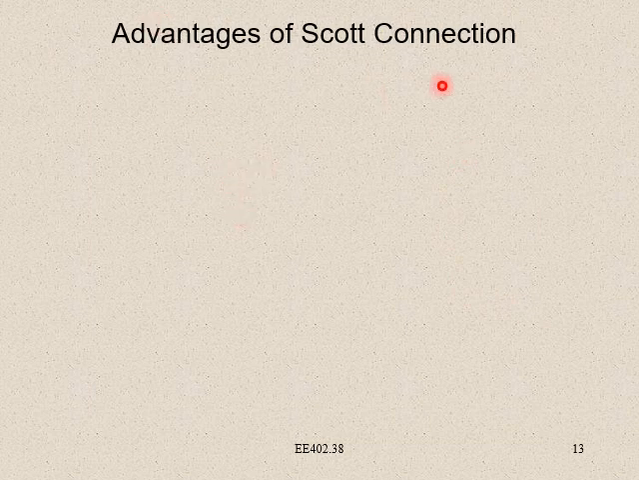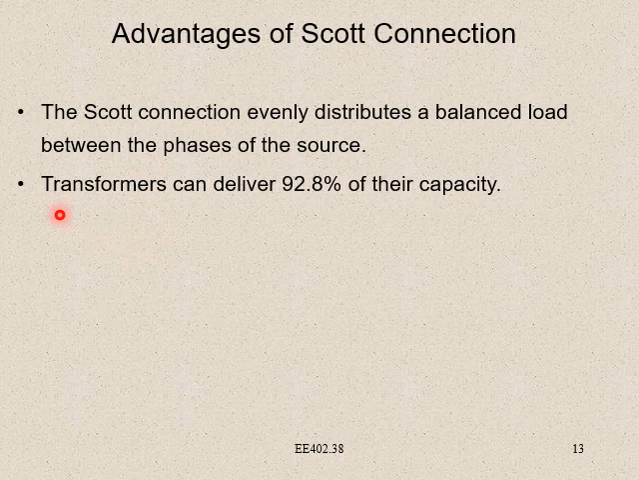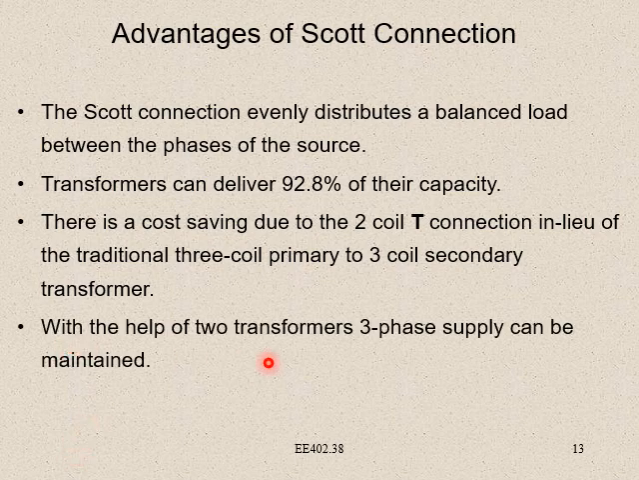Now we'll move on to the advantages of Scott connection. The Scott connection evenly distributes a balanced load between the phases of the source. The transformer can deliver 92.8% of the capacity, and there is a cost saving due to the two coil T connection in lieu of the traditional 3-coil primary to 3-coil secondary transformer. And with the help of two transformers, three-phase supply can be maintained.